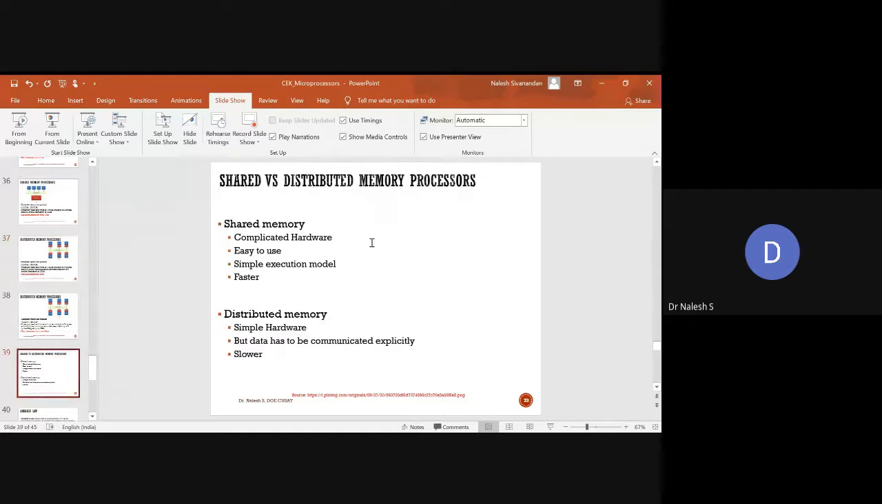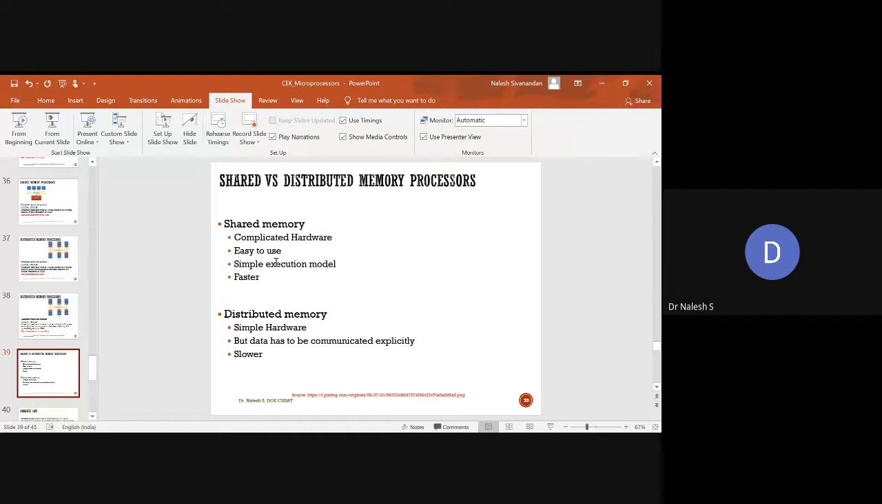So what are the advantages and disadvantages? In shared memory, the hardware implementation is very complicated, but it is very easy to use. You just have to use read and write. You have to use store and load to communicate between the data. Load means read from the memory, store means write to the memory. Those instructions can be used to communicate between the processors because the memory is shared. The execution model is simple, it is faster, but the hardware is very complicated.